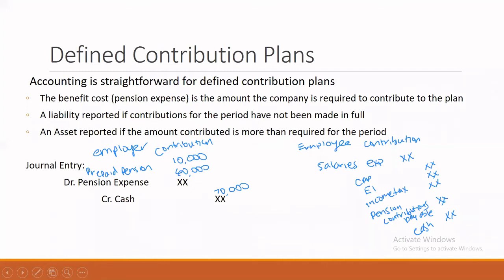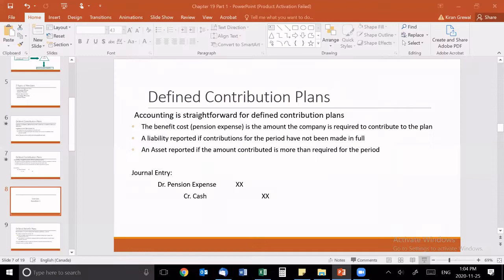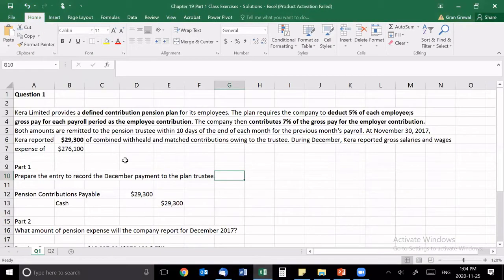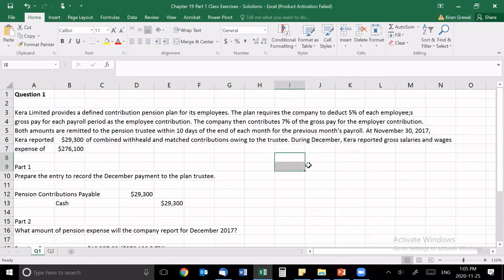Okay, so what we're going to do now is just do an example. So we'll go to question 1. So if you can go into your Excel and go to question 1, chapter 19, part 1, class exercises, and just pop that up. Okay, so question 1 goes through how the journal entries work for a defined contribution pension plan.